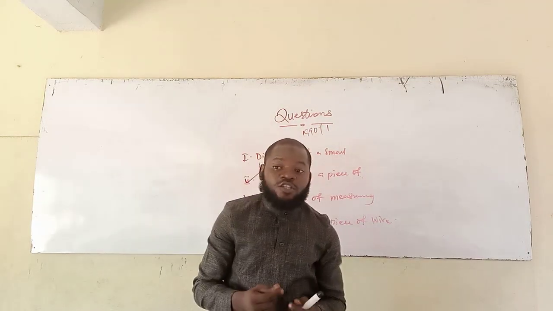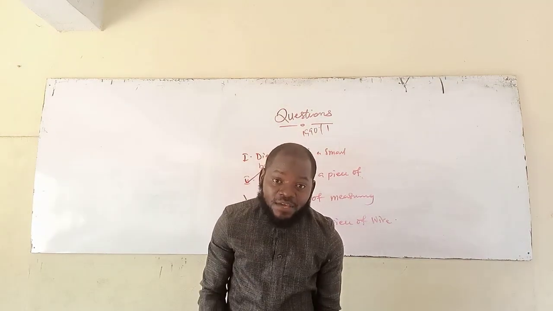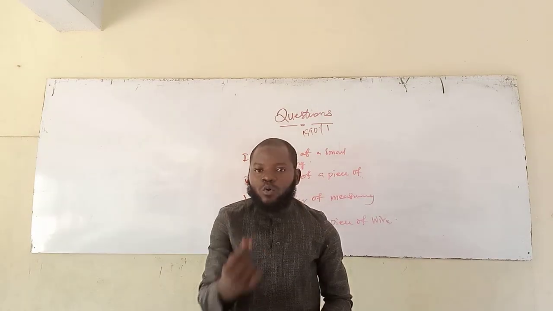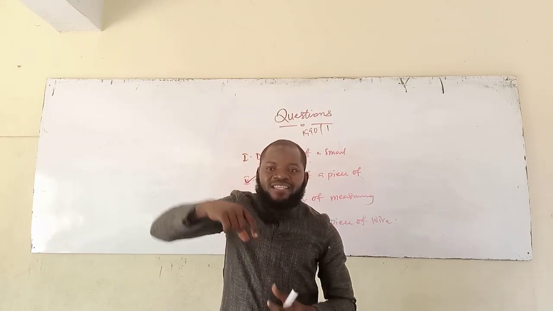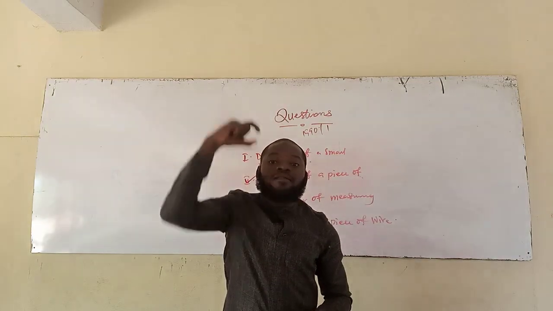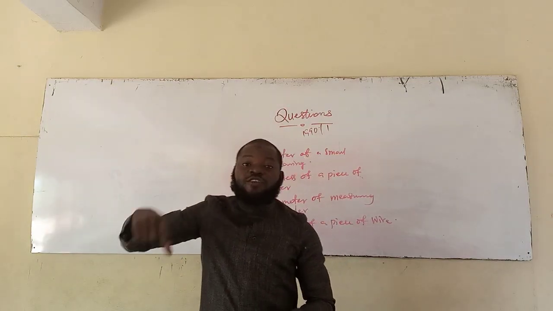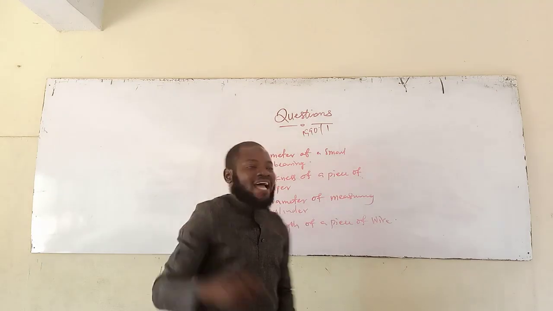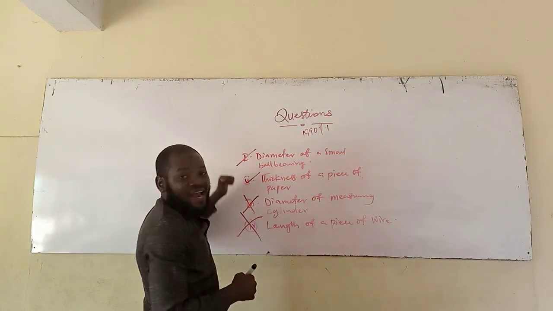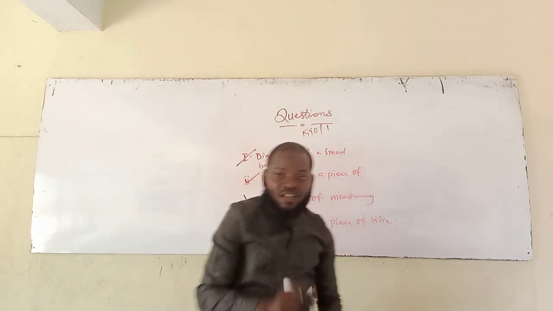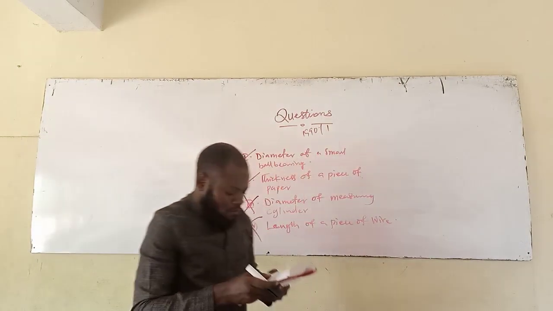Diameter of a small ball bearing. A small ball bearing is not hollow. You cannot see the inside. It is a round object, so if you have to measure the diameter, you are measuring the external diameter. And micrometer screw gauge measures external diameter. So the correct answer is going to be the one with Roman figure 1 and 2. So let's see what JAMB is giving us as options.